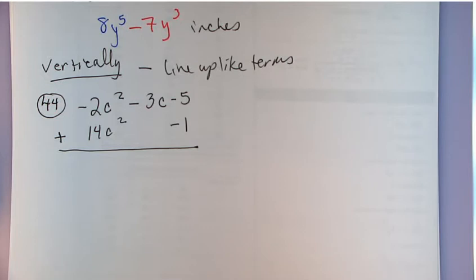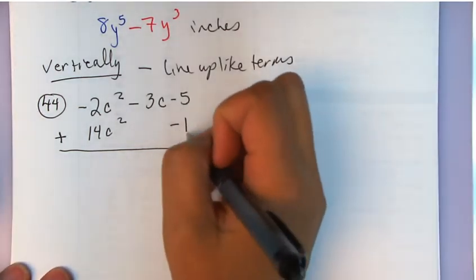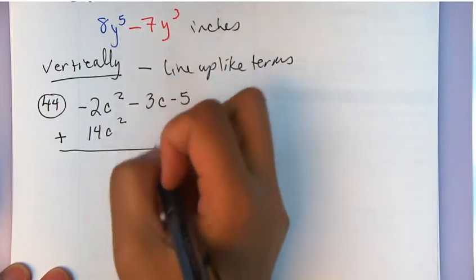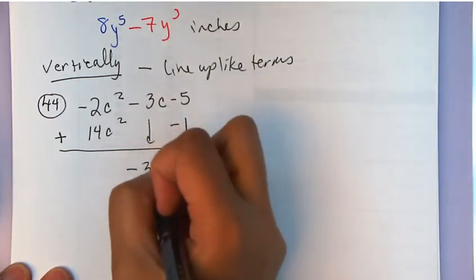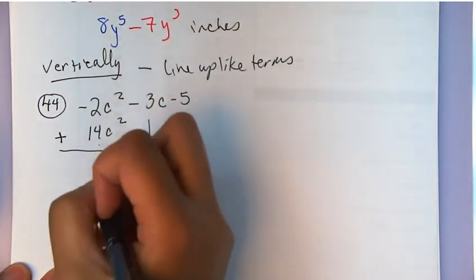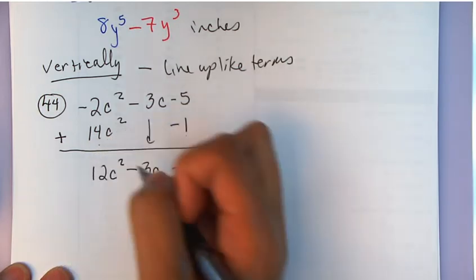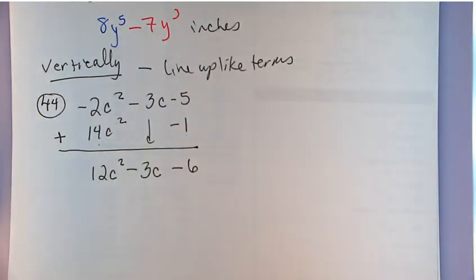It makes life a whole lot easier. I can literally just add straight across. I literally can do this left to right. I really don't have to do it right to left. But for practice sake and habit's sake, we normally start on the right. Negative 5 and negative 1 is a negative 6. Negative 3c just comes along for the ride. And negative 2 plus 14 is 12c squared. And guess what? I'm done. Vertically a lot of times makes stuff a lot simpler.